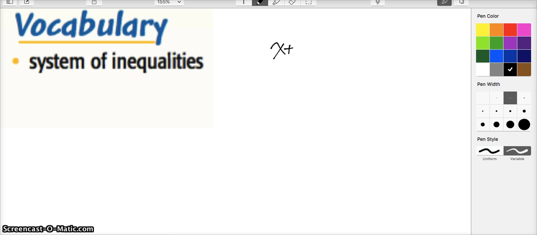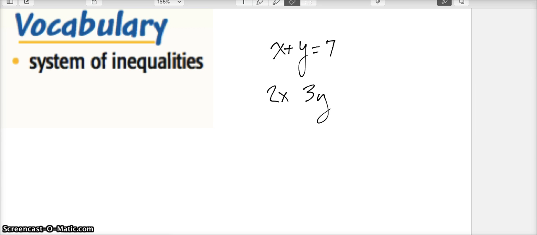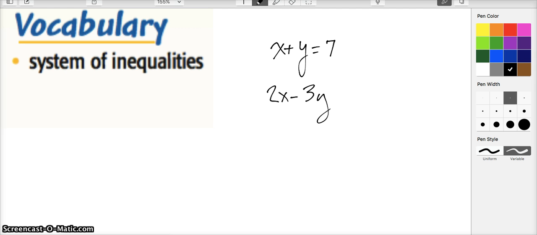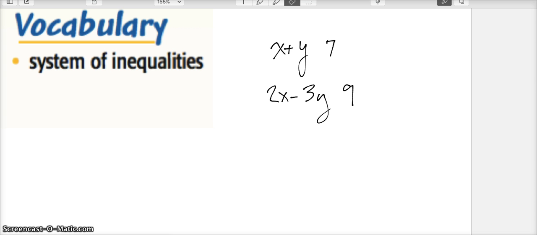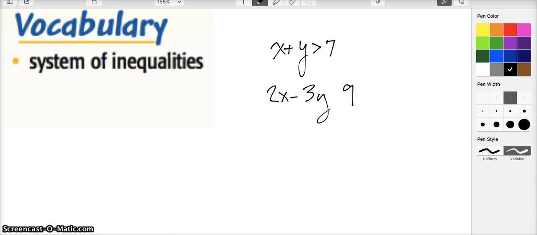So I can have x plus y is equal to, let's say, 7, and then maybe 2x minus 3y, get a little spicy here, 2x minus 3y is equal to, let's say, 9. And if I had to graph these, oh, nope, this is a system of equations. But if I wanted to make it a system of inequalities, I could do something like that, having two inequalities in x and y that I'm working with.